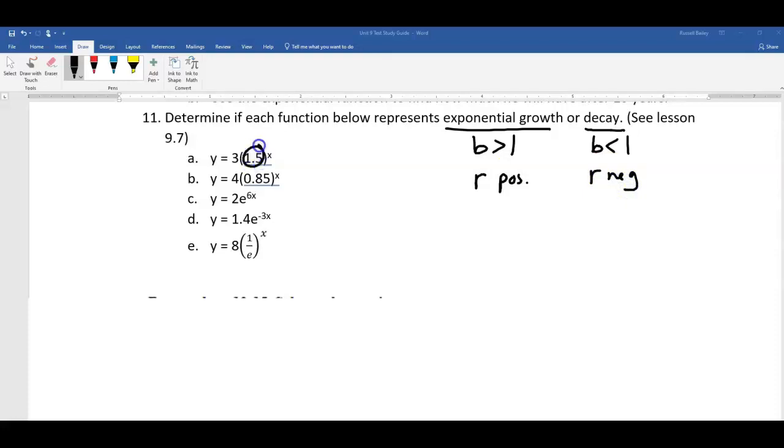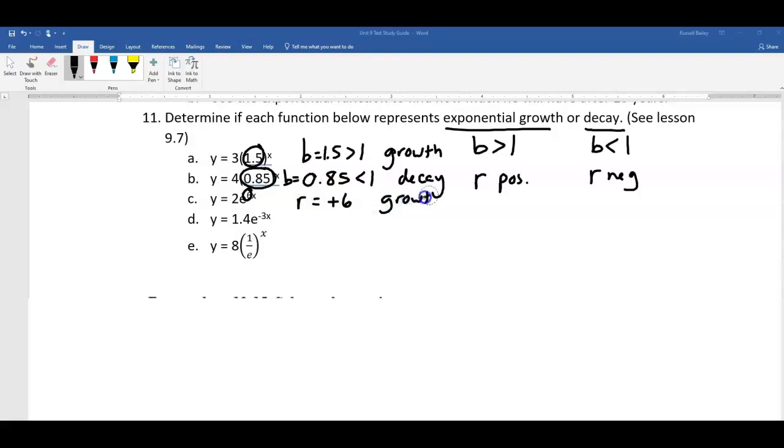So in this case, I have a b value of 1.5, which is greater than 1, and therefore this is growth. For part B, my b value is 0.85, which is less than 1, and therefore this is decay. For part C, these are written in with a base of e. In that case, the number up here in the power is your r value. My r is a positive 6, which means that it is growth. Whereas for this one, the r value is negative 3, which is decay.